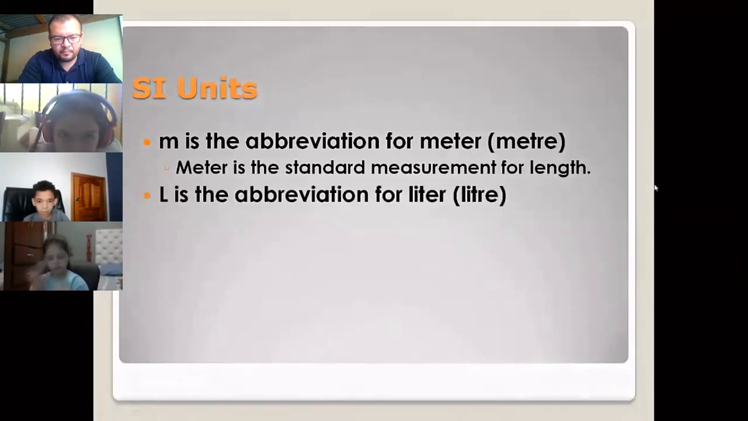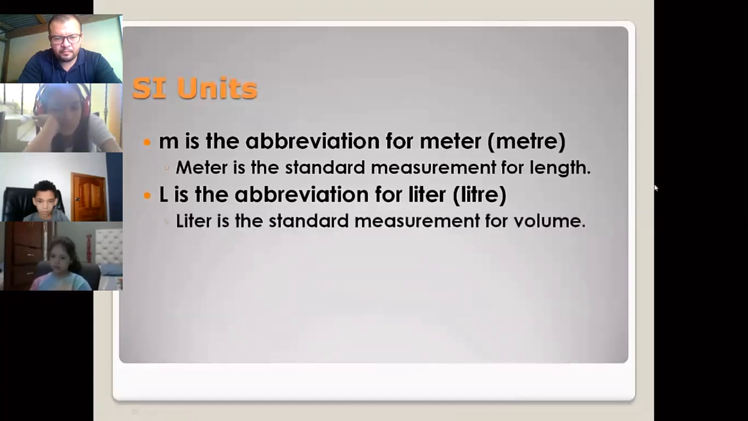L, and it's uppercase L, not lowercase l, it looks like a capital L. That's the abbreviation for liter. Again, there's two spellings of it. We prefer the ER spelling of liter. Liter is the standard measure for volume. You probably already know that because you drink pop from a 2-liter bottle. So you're familiar with the unit liter and the volume.